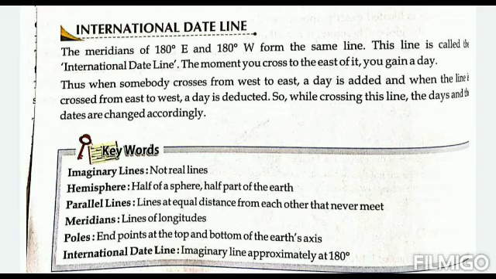Poles: end points at the top and bottom of the earth's axis. International date line: an imaginary line approximately at 180 degrees. So here our chapter is finished. With this chapter we came to know the importance of latitudes and longitudes and how they help us in locating a place.